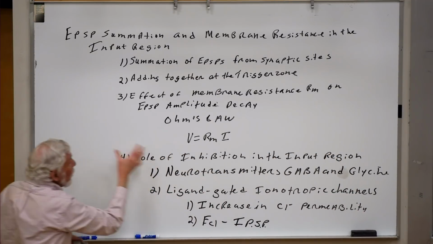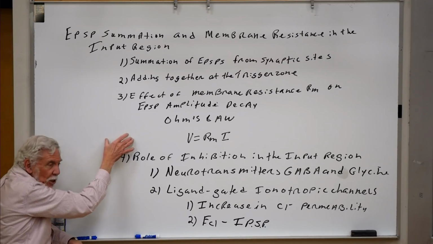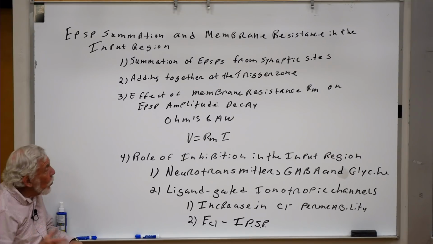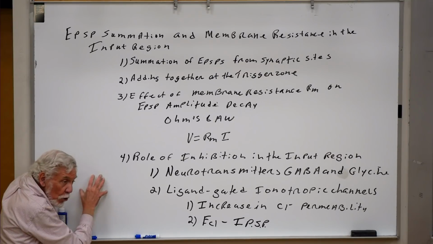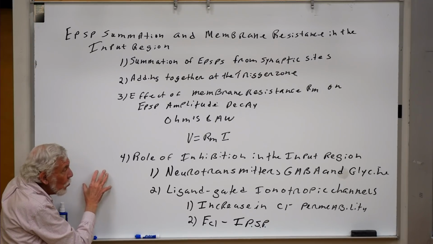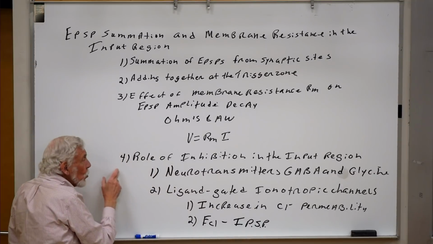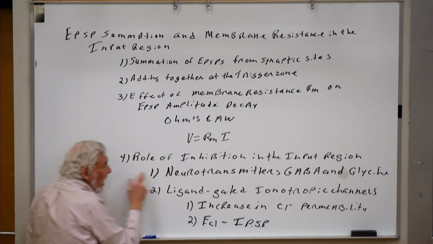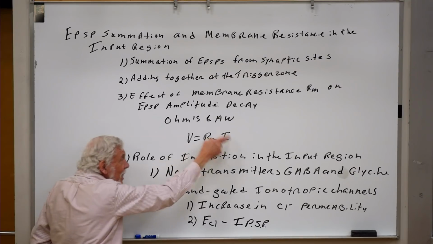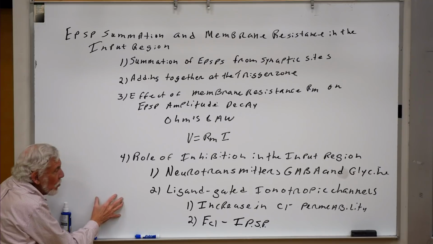This discussion will be entirely predicated on the idea of simply having potassium leak channels. But biology doesn't work very much that way. Biology works through the addition of a new set of ion channels. And we're going to talk now about the role of inhibition in the input region. What we're going to see is that one of the major roles of inhibition in the input region is to affect R sub M. But to see how that happens, we have to walk our way through inhibitory synaptic transmission.